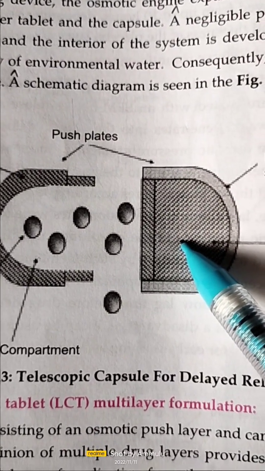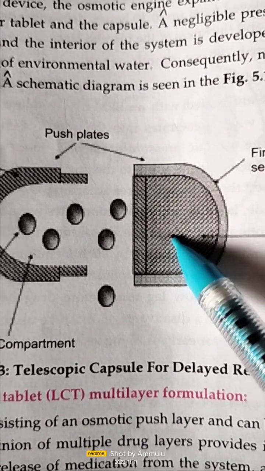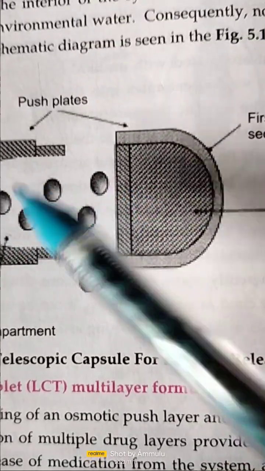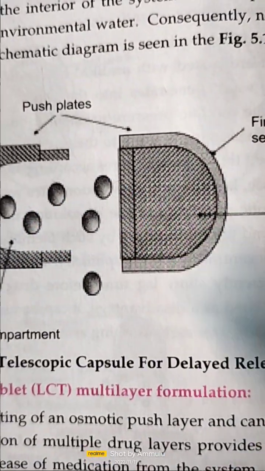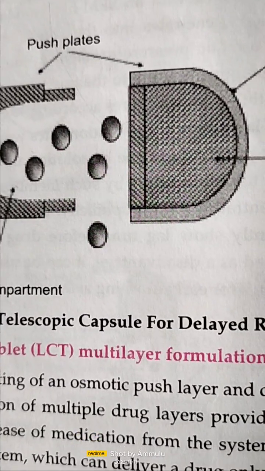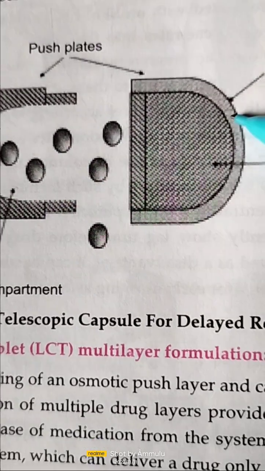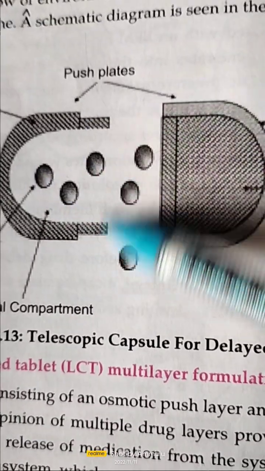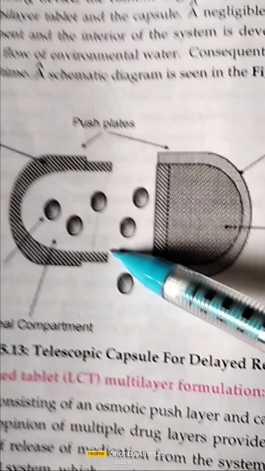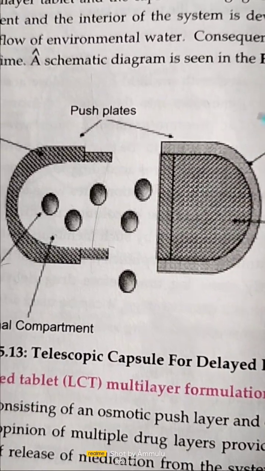The tablet is fitted inside the capsule in such a way that the osmotic layer faces towards the closed end of the capsule, and the drug with the exit port faces towards the open end of the capsule. The cap, bilayer tablet and body are fitted tightly.